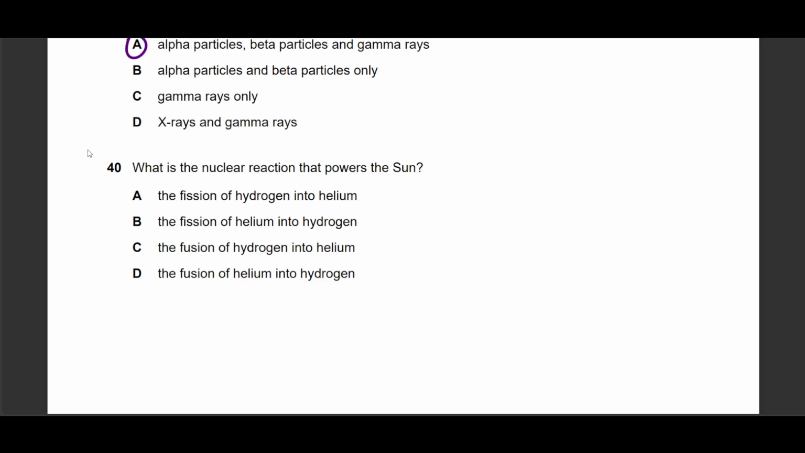Question number 40 is, what is the nuclear reaction that powers the sun? Repeated question many times. It's not the fission. Fission is what we do of uranium to make electricity. But in 40, we have fusion of hydrogen, yes, into helium. Yes, helium is not going to convert into hydrogen. It's hydrogen converting to helium.